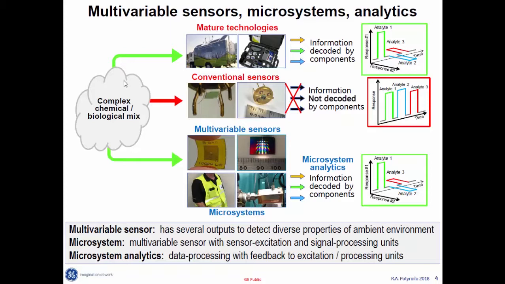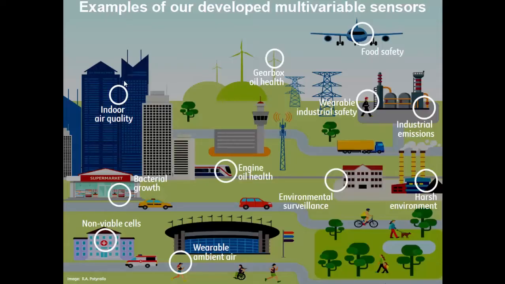So, and also it's important for us to have the right excitation conditions and the signal modulation conditions in those sensors in order to get the right differentiation between the things in our samples. And from the microsystem analytics perspective, we're using this term because we are having a feedback into our sensor to understand what are the best excitation conditions and what are the best processing tools that we use.